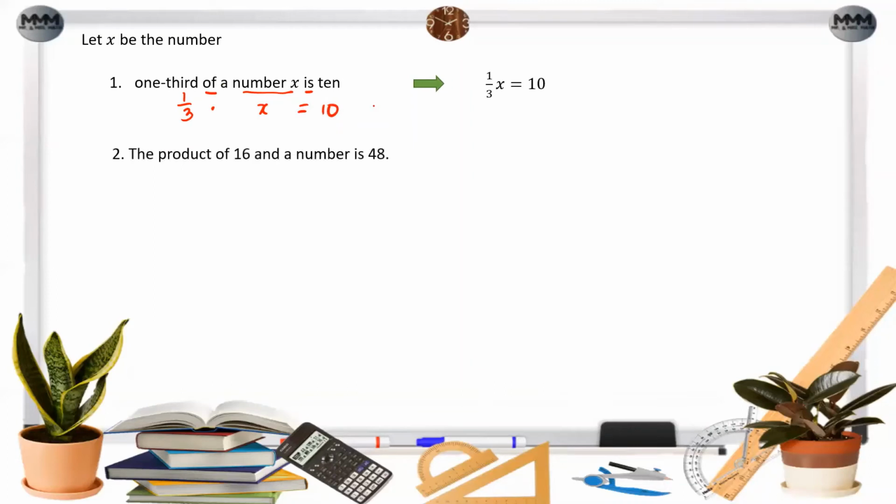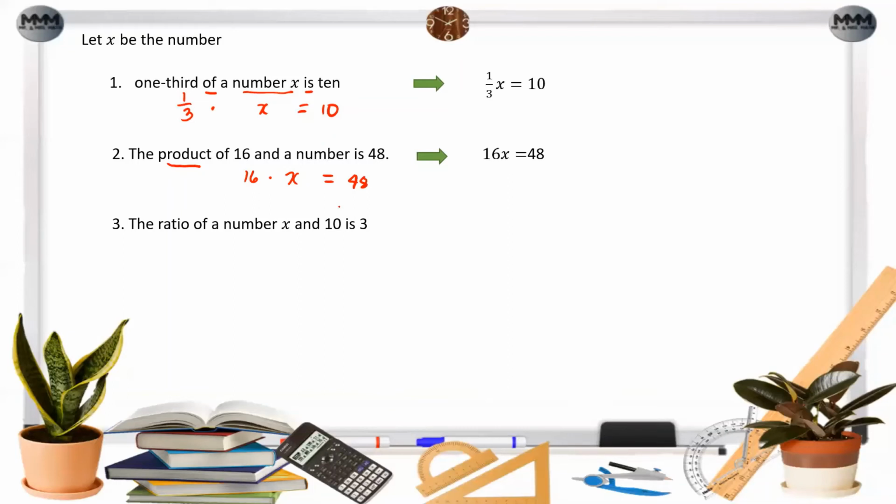Next, the product of 16 and the number is 48. The answer is 16 times x is equal to 48. So when we say product, we multiply the two numbers, 16 and a number, we let it as x, is equal to 48.